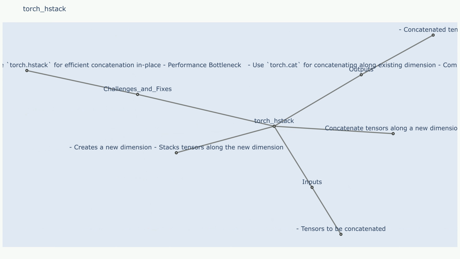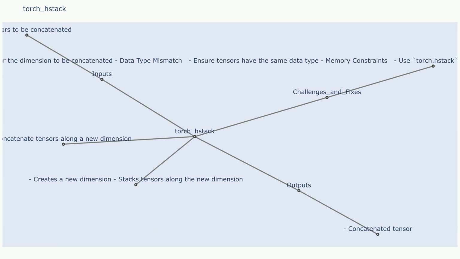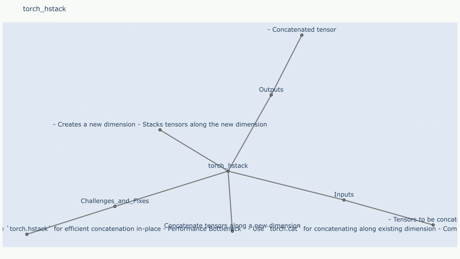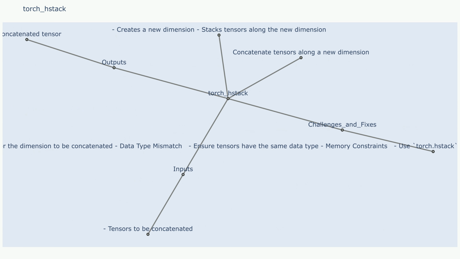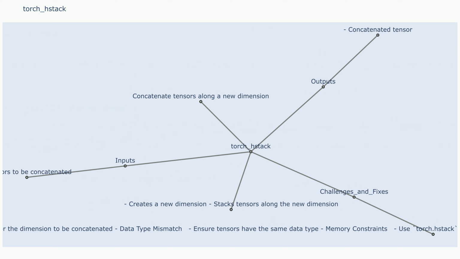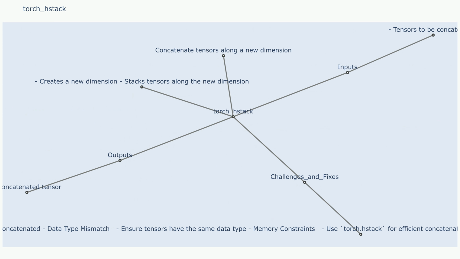Inputs. Input 1: tensor1. This is the first tensor you wish to stack horizontally. It can be a 1D, 2D, or higher dimensional tensor. The number of rows in this tensor must match the number of rows in the other input tensors. Input 2: tensor2. This is the second tensor to be horizontally stacked. Like the first tensor, it can be 1D, 2D, or higher dimensional. The number of rows in this tensor must match the number of rows in the other input tensors. You can include additional tensors as inputs to this function.